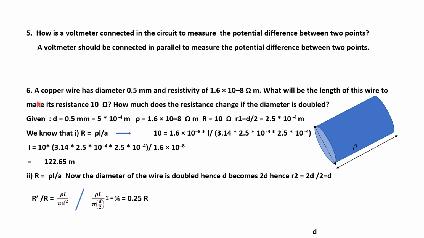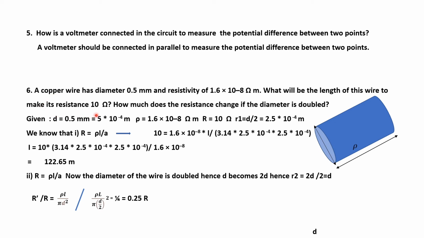Question number 6. A copper wire has diameter 0.5 mm. So this is the copper wire and it has a diameter of 0.5 mm. So radius will be half of diameter, and with that we can find the area of cross section of this wire. And resistivity 1.6 into 10 power minus 8 ohm meter. So this is the resistivity of the conductor, 1.6 into 10 power minus 8 ohm meter. What will be the length of this wire to make its resistance 10 ohms?